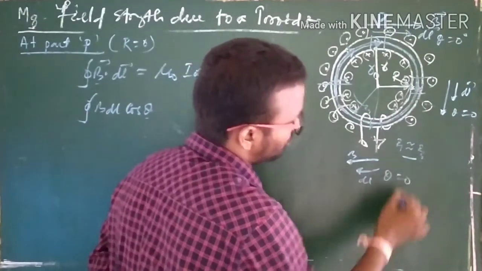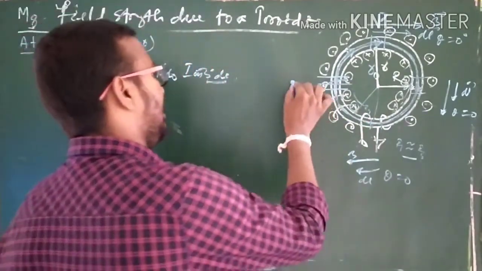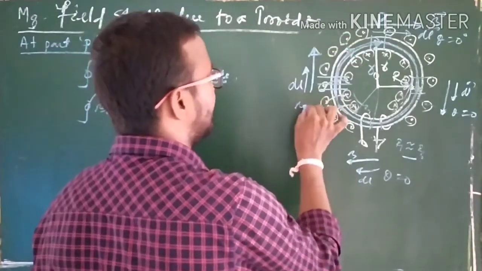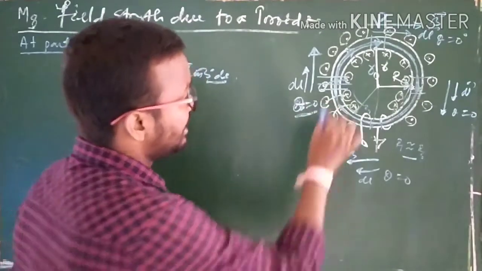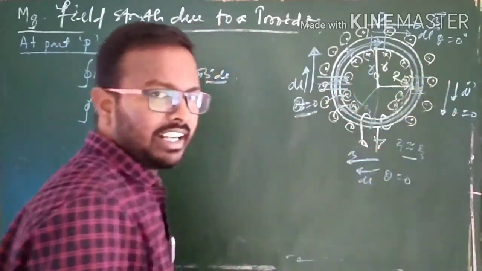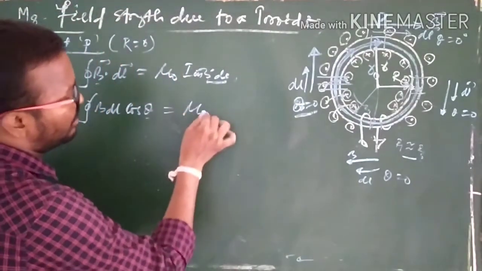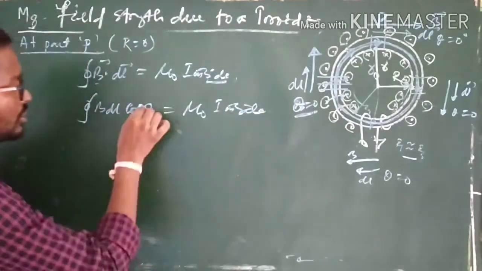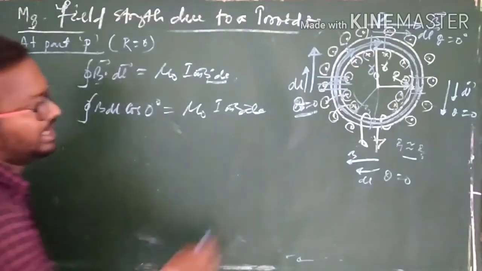So here theta is also 0 degree. If you choose another small element dl, its length is in this direction, and here is the direction of the magnetic field, so theta is also 0. At each and every point the magnetic field strength is constant and theta is constant. So due to symmetry you can write mu naught I inside. Clear? So theta is 0 degree at each and every point due to the circle.